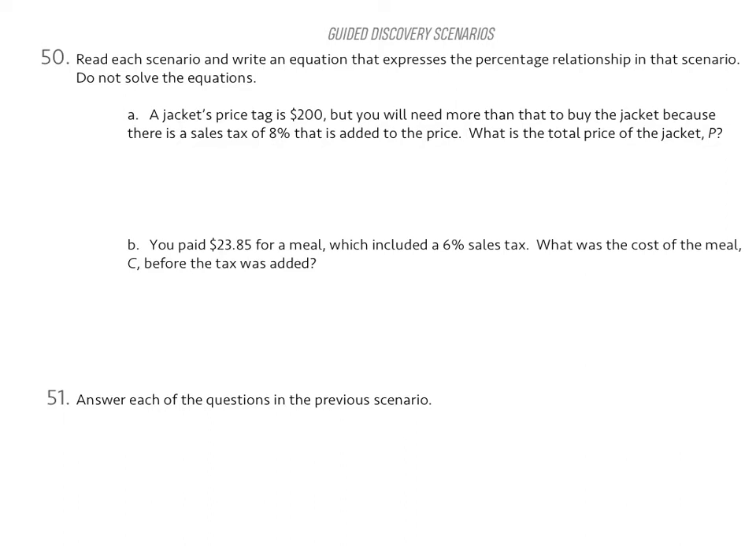P. The price starts at $200, and then sales tax is added. Sales tax is 8%, so 0.08 times 200 would be the amount of tax that's added to the price, and that equals P. Part B. You paid $23.85 for a meal, which included a 6% sales tax. What was the cost of the meal, C, before the tax was added?